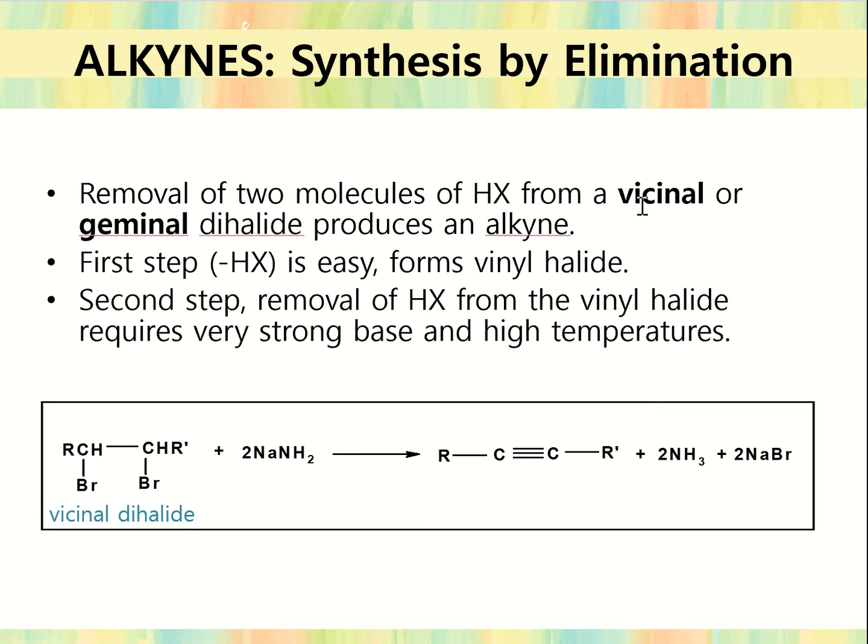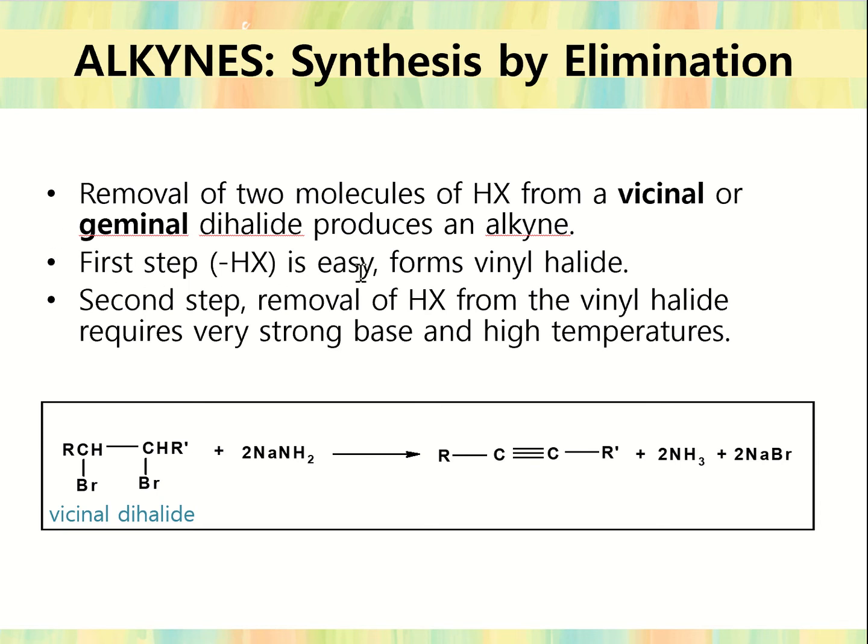And just in case you don't remember what is the difference between vicinal and geminal, just pointing out here that this is a vicinal dihalide. That means the halogens are beside each other in a 1-2 relationship. As opposed to a geminal dihalide, where both halogens would be on the same carbon, all right? So either the vicinal or the geminal dihalide can produce an alkyne upon removal of HX.